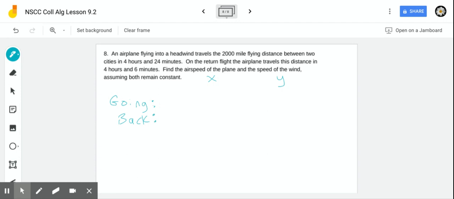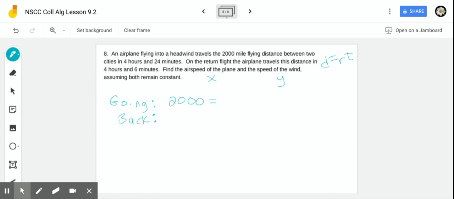Now, we need some sort of relationship between all of these things, and notice we have a distance, and we have time, and we're looking for speed. So hopefully that makes you think of your DIRT equation, distance equals rate times time. So that's what we're going to use. On the way there, our distance is 2,000 miles. The rate, that's the speed.